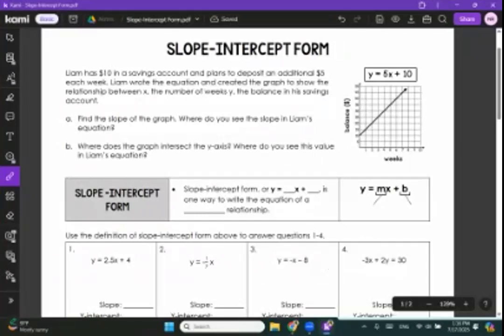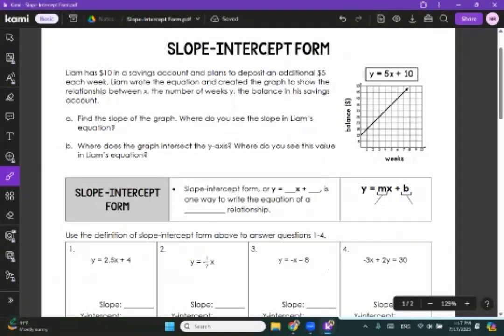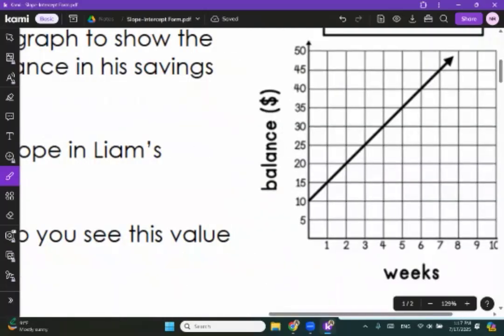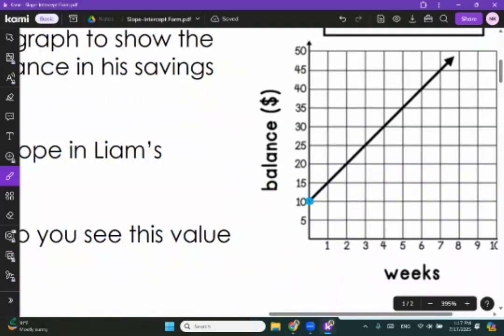Liam wrote the equation and created the graph to show the relationship between X, the number of weeks, and Y, the balance in his savings account. To find the slope of the graph, where do you see the slope in Liam's equation? Okay, well, let's find the slope of the graph. Because we do have a graph, the best method to use is rise over run.